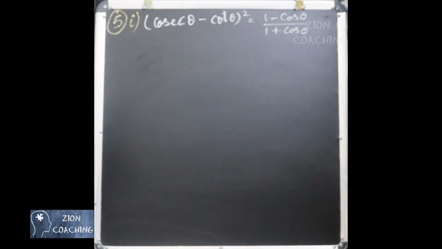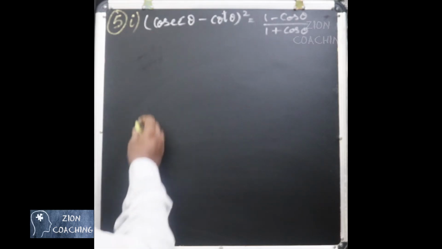Question number 5. Prove the following identities where the angles involved are acute angles for which the expressions are defined. First subdivision: they have given that (cosecant theta minus cot theta) the whole squared is equal to (1 minus cos theta) by (1 plus cos theta). We are going to prove that by taking the left hand side and arriving at the right hand side, so that we can say that left hand side and right hand side are equal.